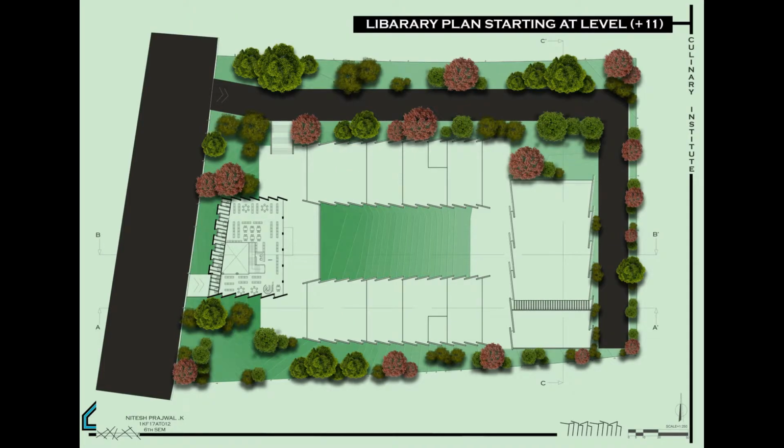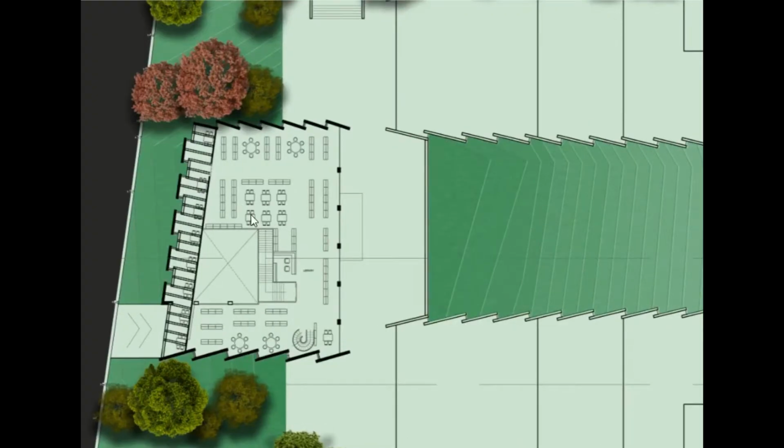In the admin block, the principal office and meeting rooms are provided. Library plan starts at level +11, where library and admin are placed in the same block. The library is placed at the top of the admin block. Library has a capacity of 300 students. The seatings are provided inside the building, and also some of them are provided outside as open seating.